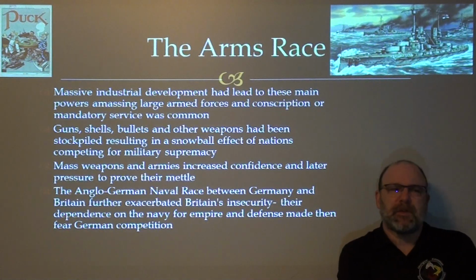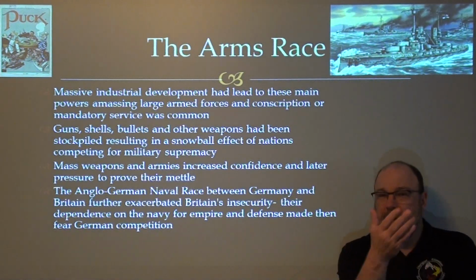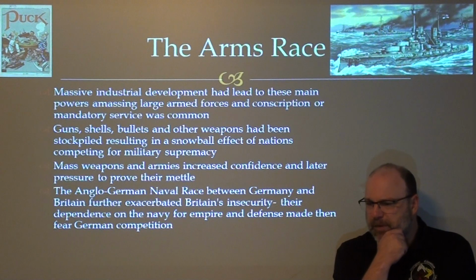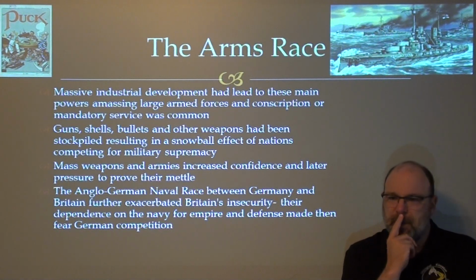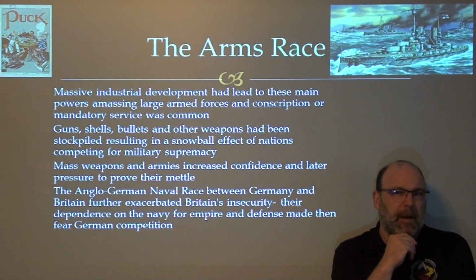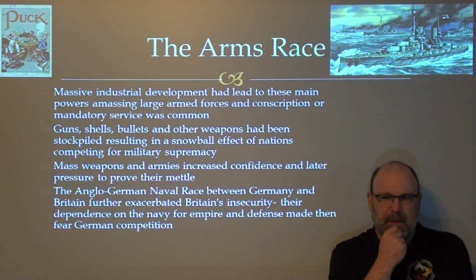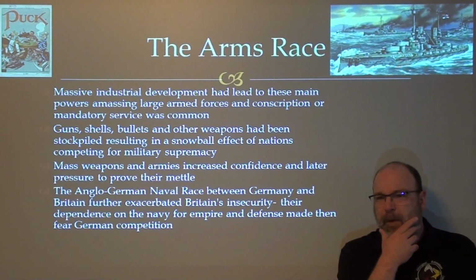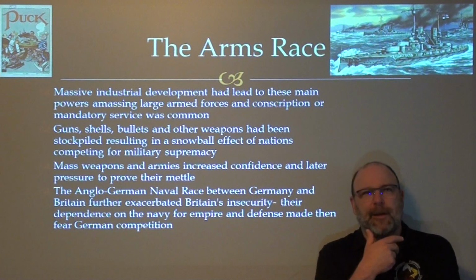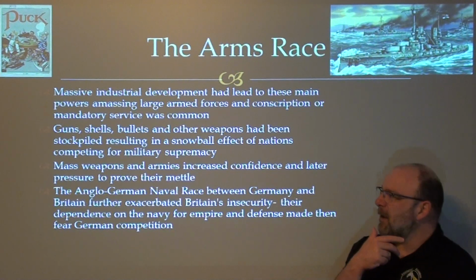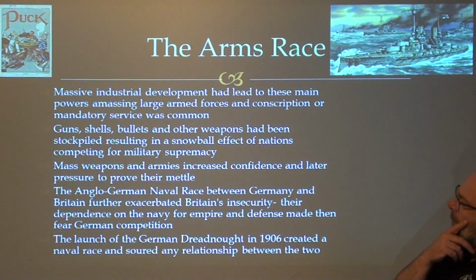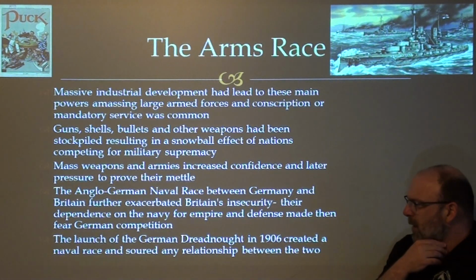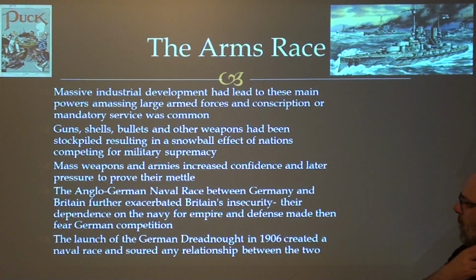So the moment you start competing with Great Britain, particularly in the case of Germany that's so close, and you say, well, we're going to build ships too, then you're creating a lot of instability and you're antagonizing the British in many ways. And unfortunately, the Kaiser was very good at creating these kinds of tensions. So, all right, the launch of the German dreadnought in 1906 created a naval race and soured any relationship between the two.